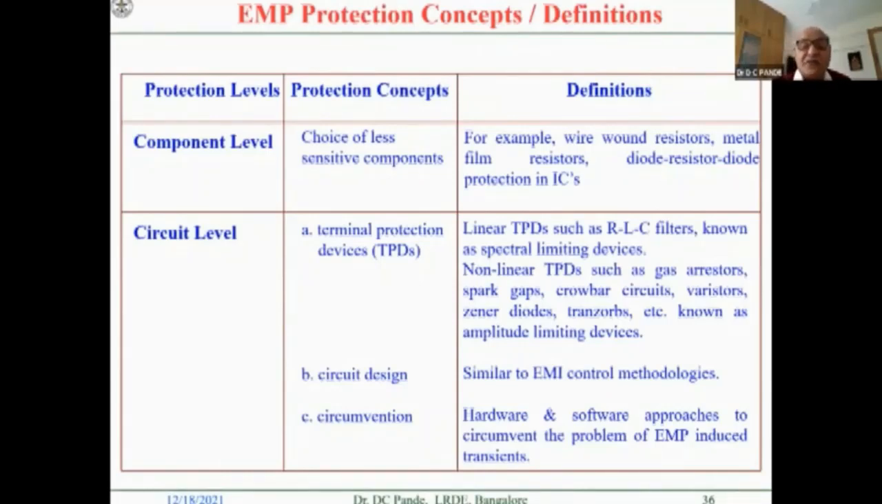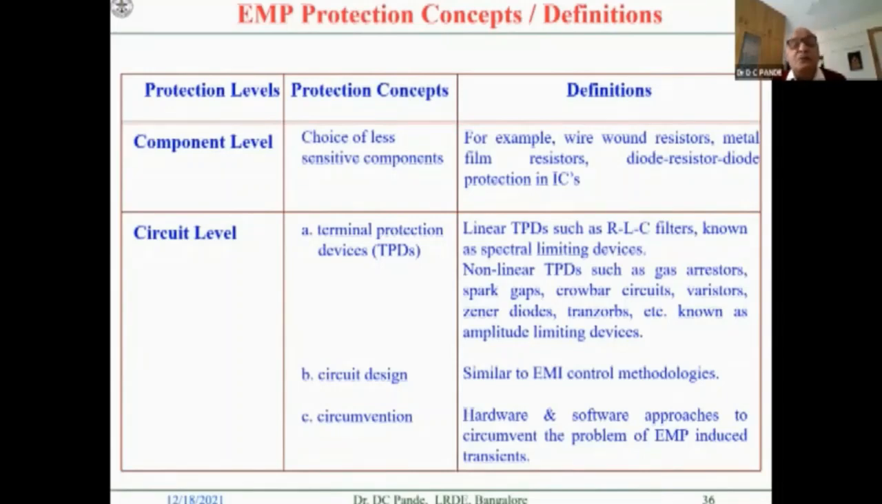Then we do circumvention. Of course, circumvention is not applicable to EMP. Circumvention is the process by which you sense the event and then switch off your system so that it becomes more hard. But in the case of a nuclear detonation, EMP is the first thing to reach the system.